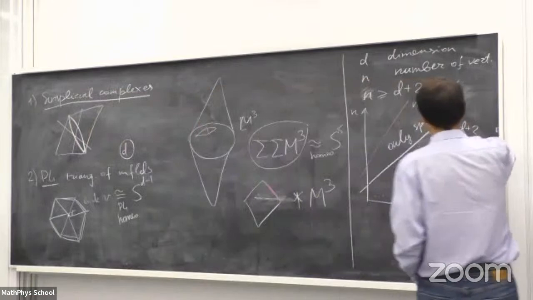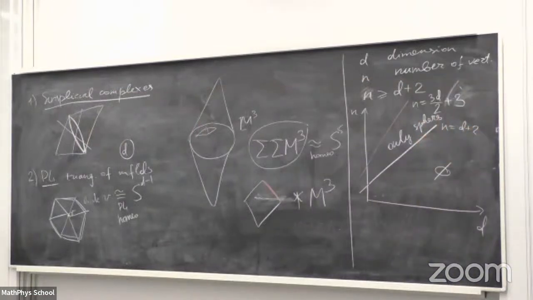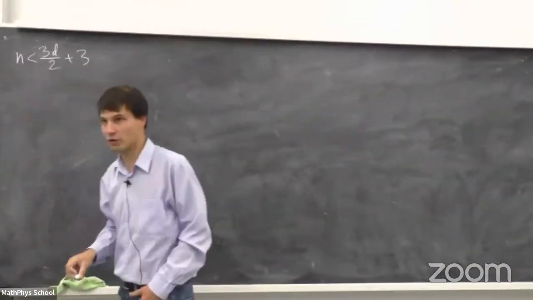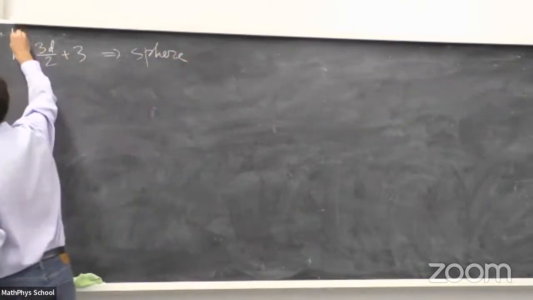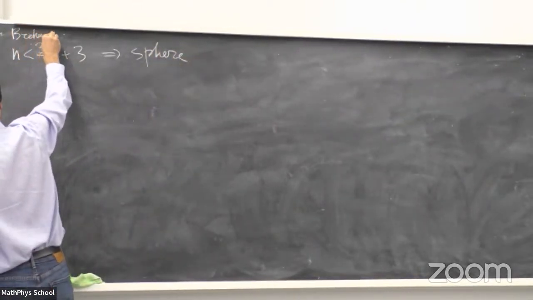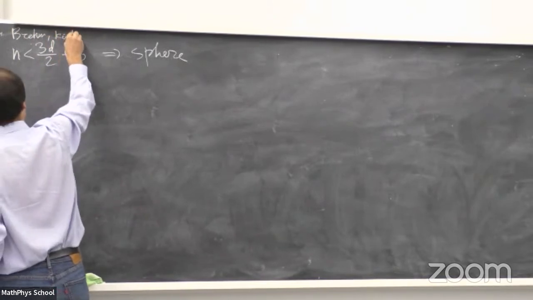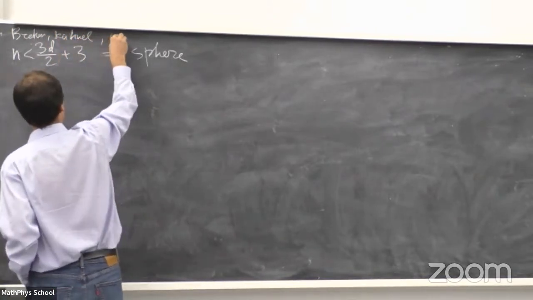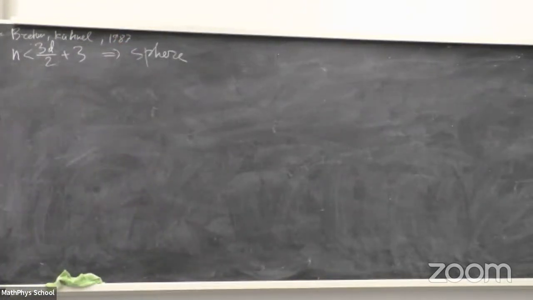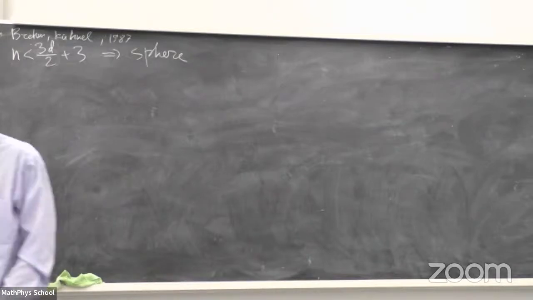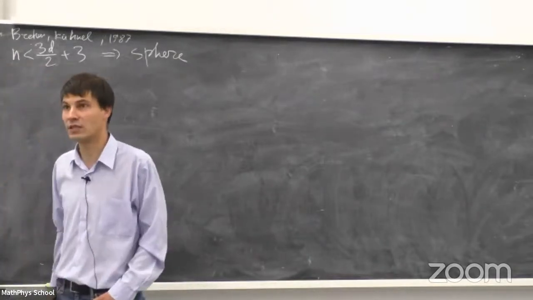So they claim that if we have a smaller number of vertices, then it is a sphere. This is a result by Brehm and Kühnel, 1987. Somewhat later, I will explain why. It is a very easy reason why this bound is as it is.